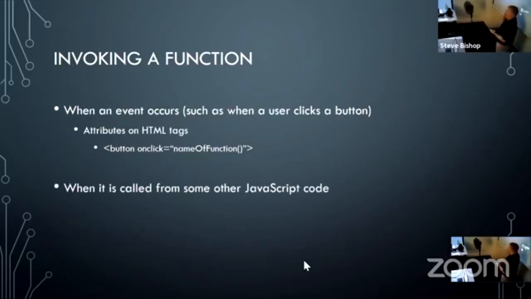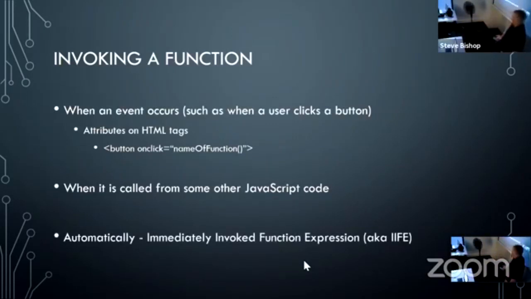Another way to do it is what we just did there, when it is called from some other JavaScript code. Our code actually called a function. The third way is something called an iffy. This is kind of deep in the weeds stuff. You don't really have to worry about it too much right now, but you might see it out in the wild. It's called an immediately invoked function expression, which basically means when the browser renders that section, it will run it. You can create a function that will run as soon as it's rendered. So it doesn't get called, it's just run as soon as it's discovered.